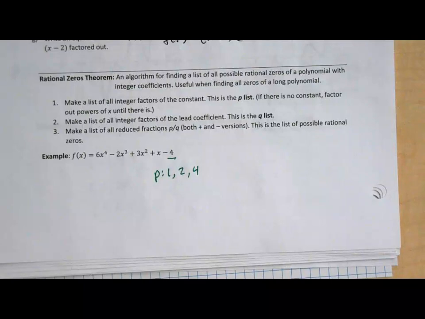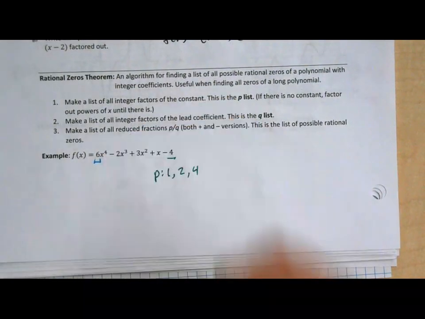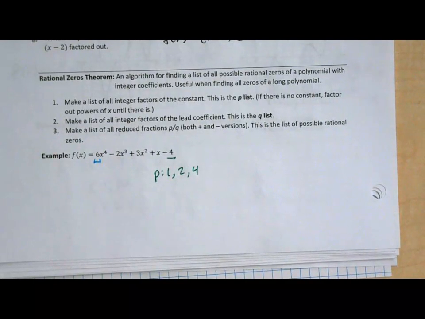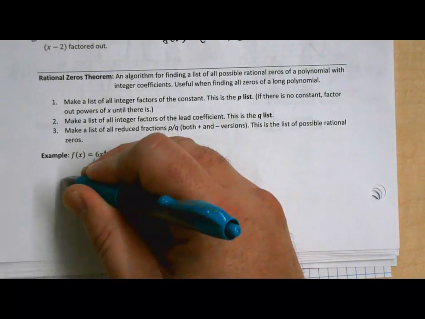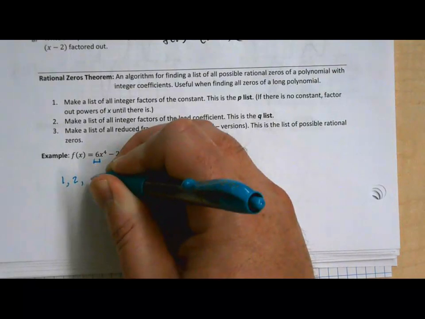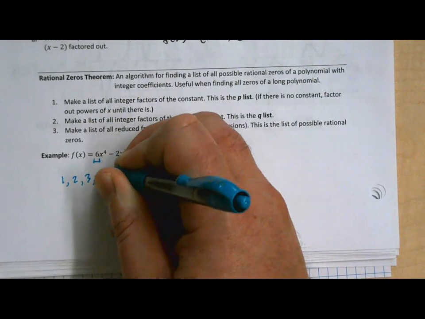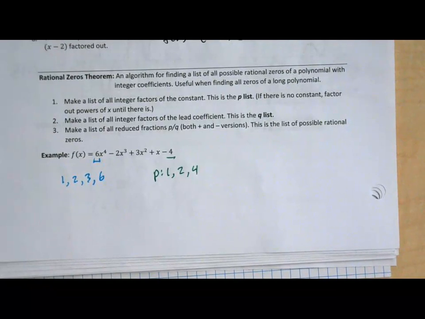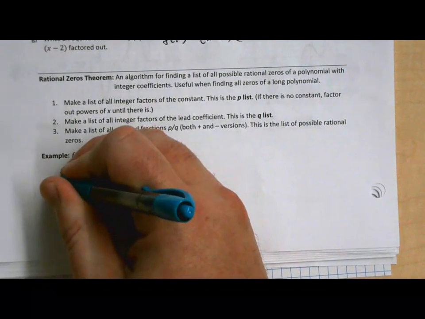And then the q list is the same idea, but this time it's all the integer factors of your lead coefficient. Again, ignore your sign. So I'm looking at that 6. Factors would be 1, 2, 3 is a factor of 6, and so is 6. That's my q list.